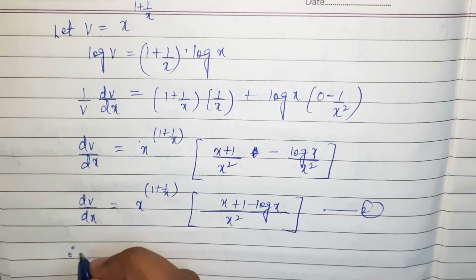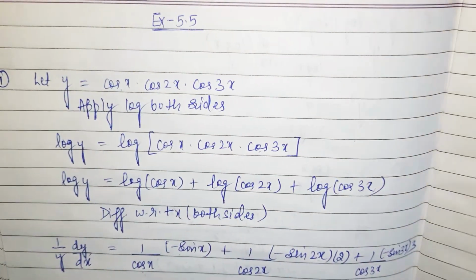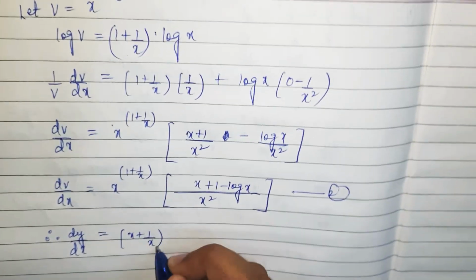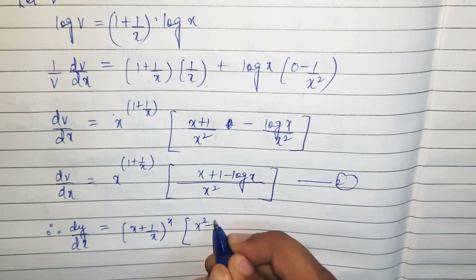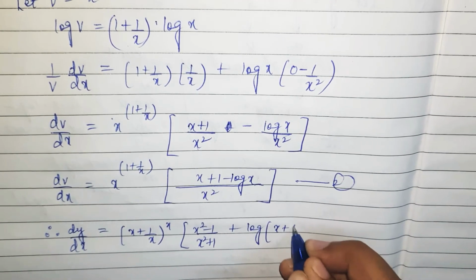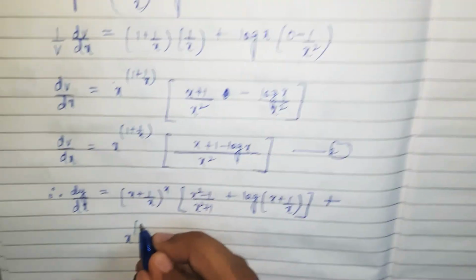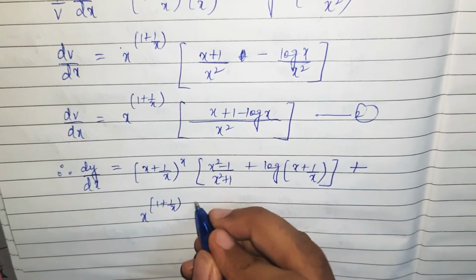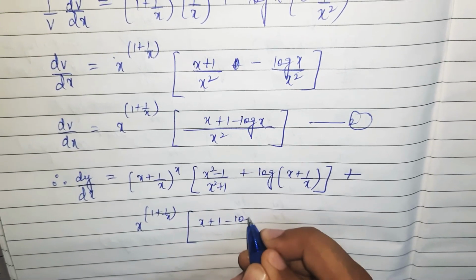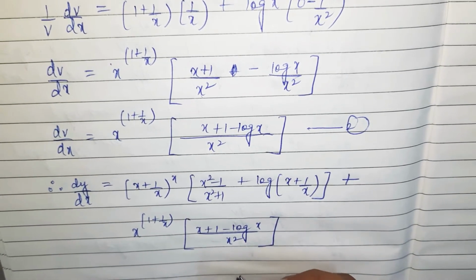So therefore, what is dy/dx? du/dx is (x + 1/x)^x into (x² − 1)/(x² + 1) plus log of (x + 1/x). So this is du/dx, plus dv/dx, which is x^(1 + 1/x) into (x + 1 − log x)/x². So this is your final answer for question number 6.